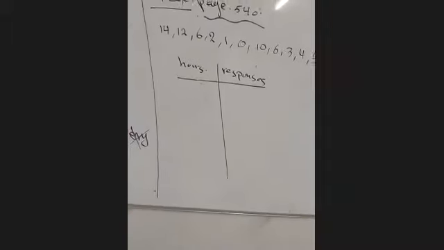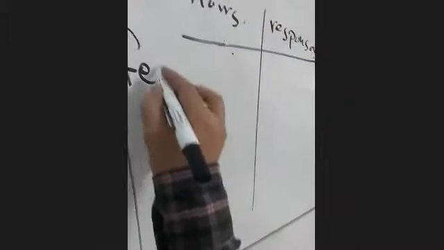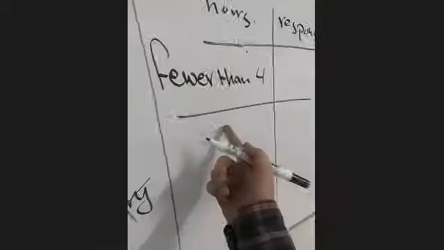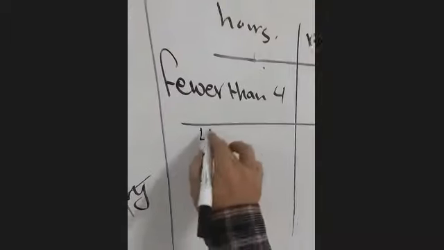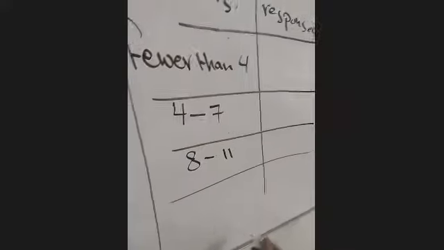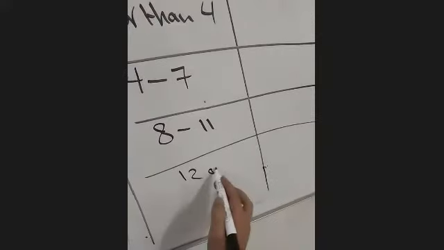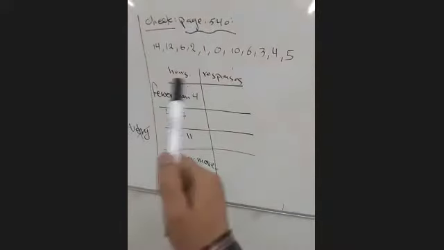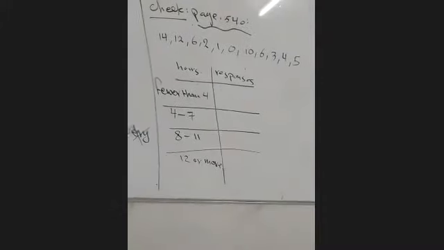Okay. Now the number of hours, they said the first part: fewer than 4. What does fewer than 4 mean? Less than 4. The second one, 4 to 7. The third one, 8 to 11. And then 12 or more. Good. Now, I will ask you, how many responses are fewer than 4?